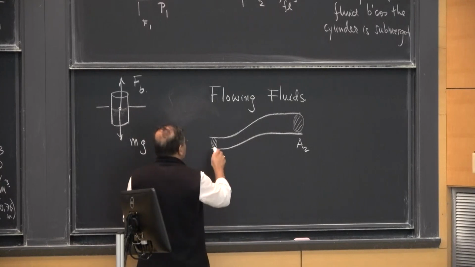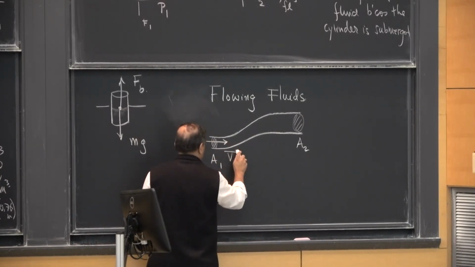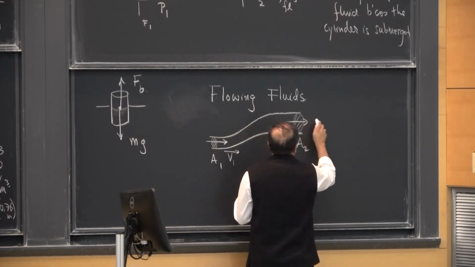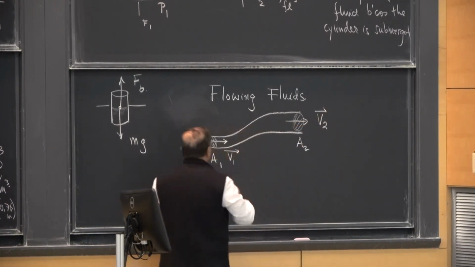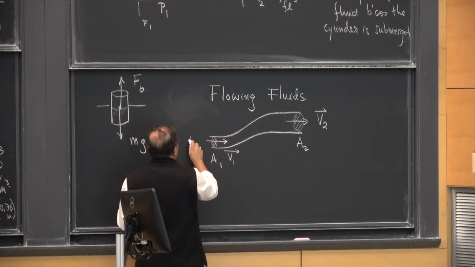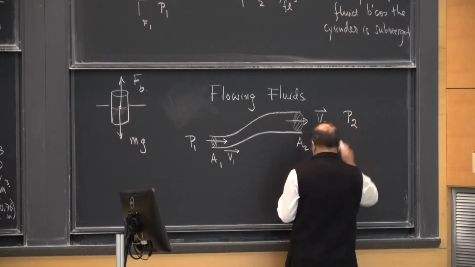So let us say that the fluid is moving, and therefore there is a velocity. Here the velocity is V1, and here the velocity is some other number, V2. And since, when we talk about height differences and fluids, the pressure is important, let's talk about the pressure here, P1, and the pressure here, P2.